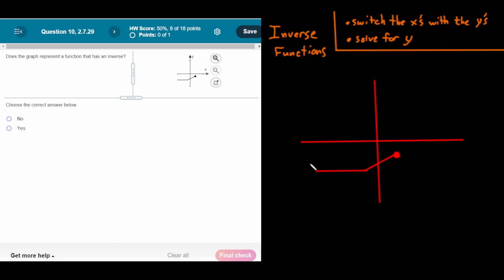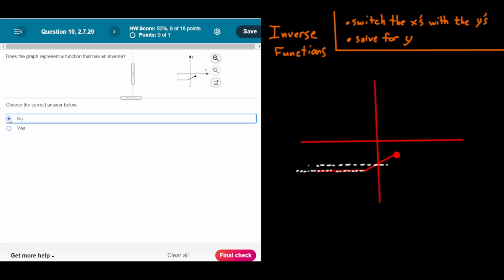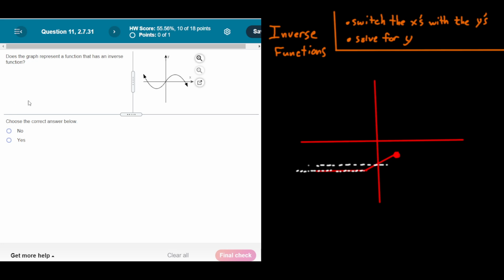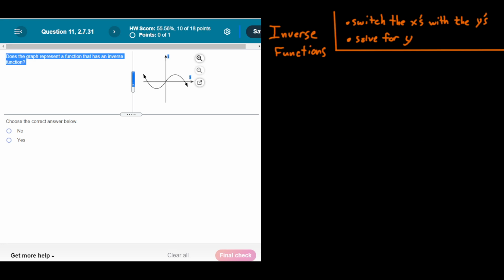So you can imagine a horizontal line going through here. It's only hitting once. But if you run a horizontal line through something that's already horizontal, it's going to keep on hitting over and over, and you don't want that. So does this have an inverse? No, because it does not pass the horizontal line test. And that's what we're going to do here. So take a look at this. We have a nice little curve. It looks something like this.